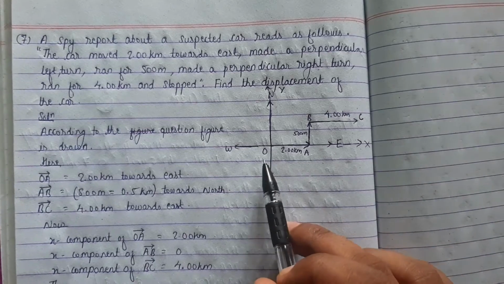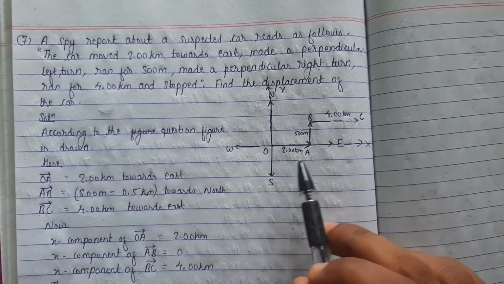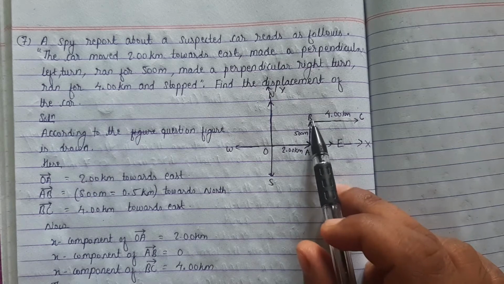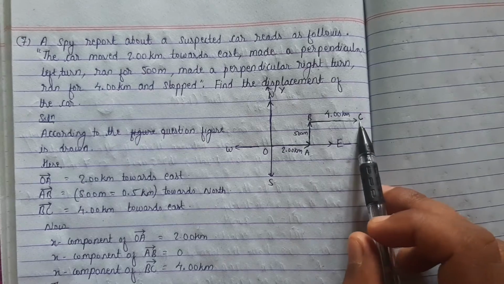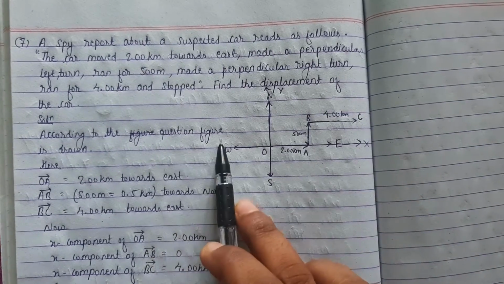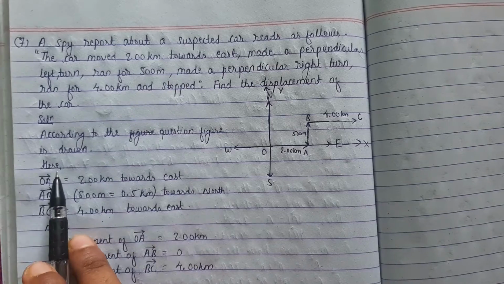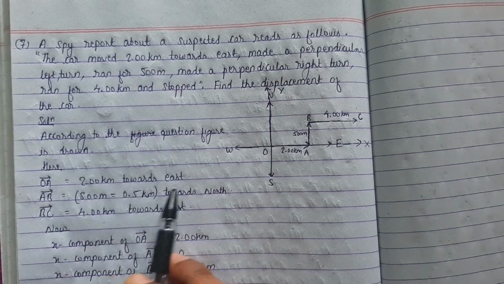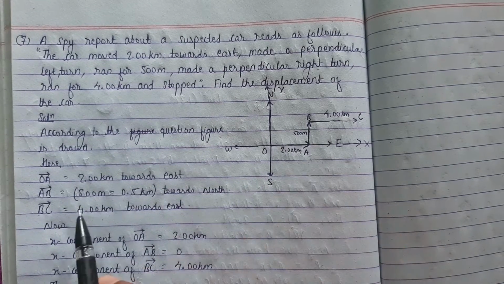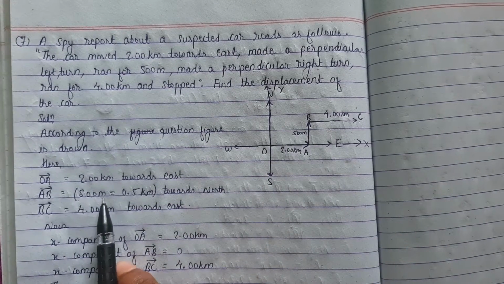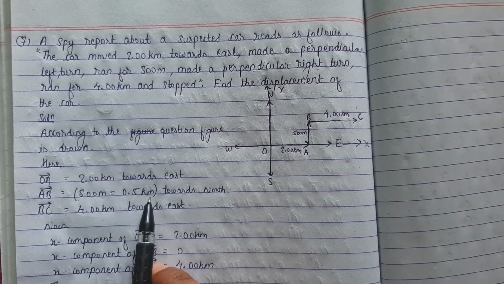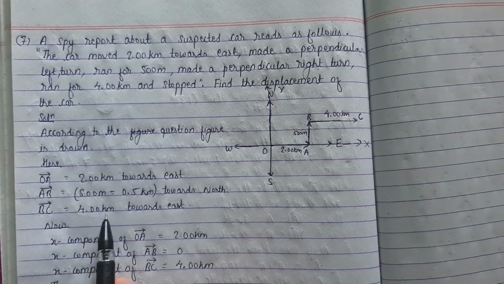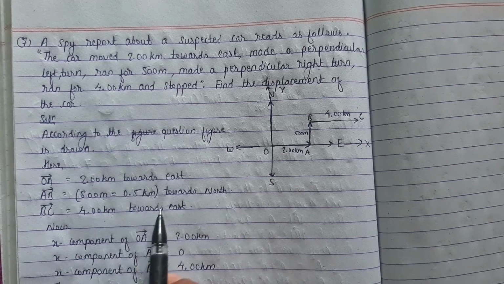Here according to the figure, let the first displacement be represented by OA vector, the second displacement be represented by AB vector, and third be represented by BC vector. Now according to the question, figure is drawn. Here OA vector is 2.00 km towards east. Magnitude of AB vector is 500 meter, that is 0.5 km, towards north, and BC vector is equal to 4.00 km towards east.